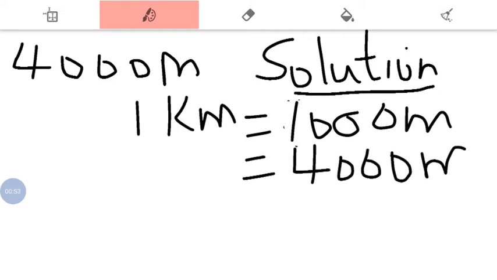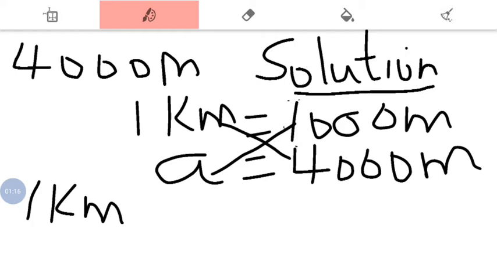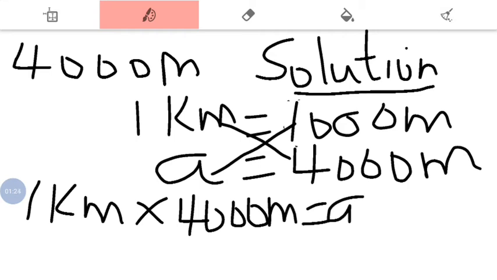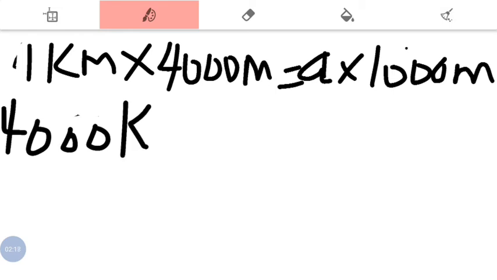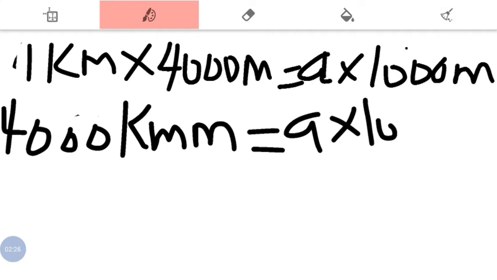4,000 meters. Now, since the value of our kilometer is unknown, we represent that using a letter. Now, let me use A. Now, just like we did earlier, you cross multiply. So we have our 1 kilometer times 4,000 meters equals our A multiplied by 1,000 meters. We have our 1 multiplied by 4,000, which is 4,000. We have our kilometers multiplied by meters, which is kilometers meters, equals A multiplied by 1,000 meters.